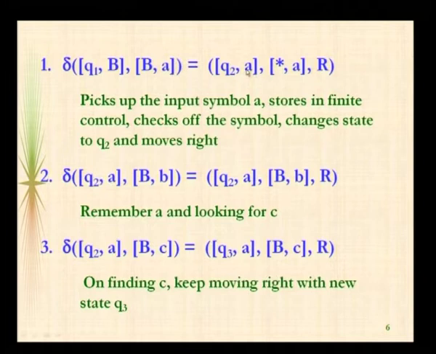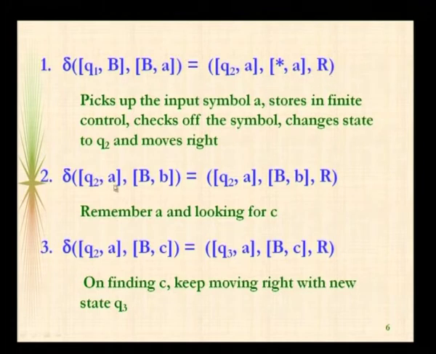Once it is recorded, we have to skip all the remaining symbols until we find the second part of the string with an unmarked, unchecked symbol. So it is strictly required to make a right move. So, q2 comma A comma star comma A is the tape content, and then the move is a right move, R. So, that is the first step.